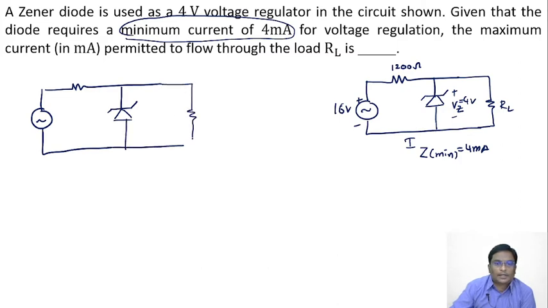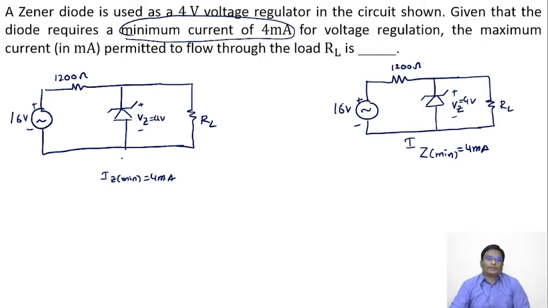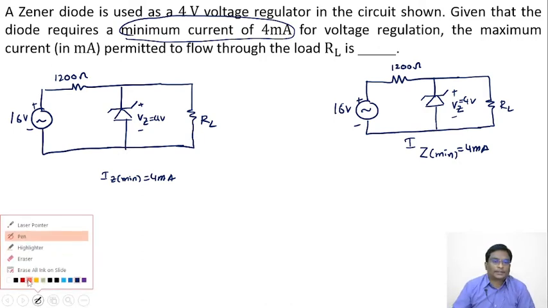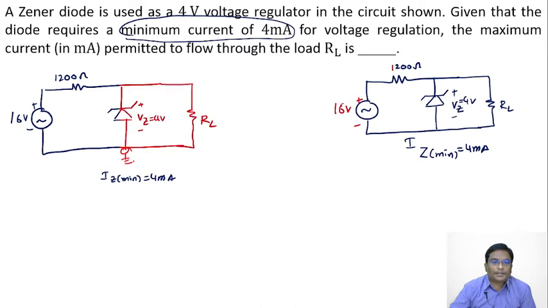Here, this is RL, 16 volts, this is 1200 ohms. This is VZ, 4 volts given. IZ minimum, they given 4 milliamps. Right, here itself we can conclude something. If I'm assuming this is ground, what is voltage VZ itself? VZ is nothing but 4 volts. Can you please tell me what's the current I flowing here?